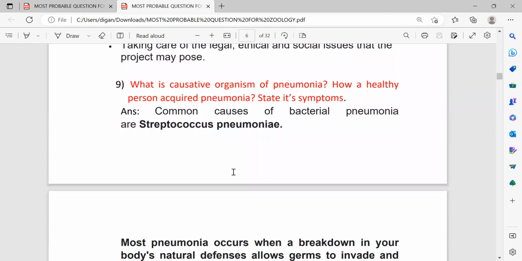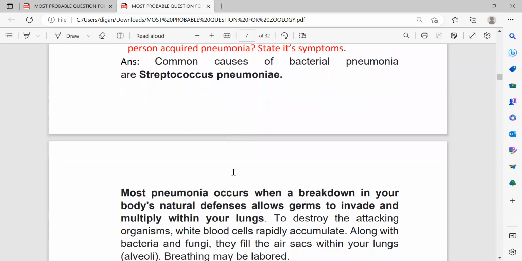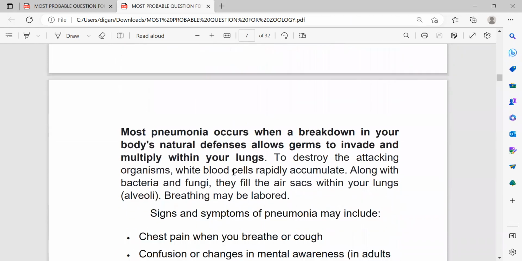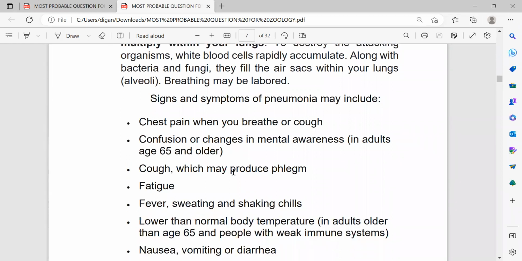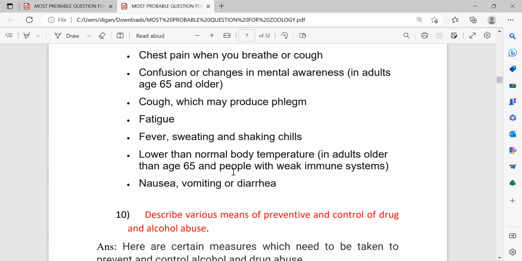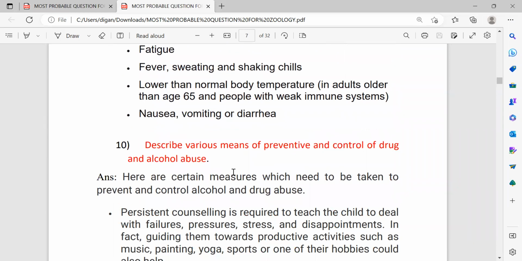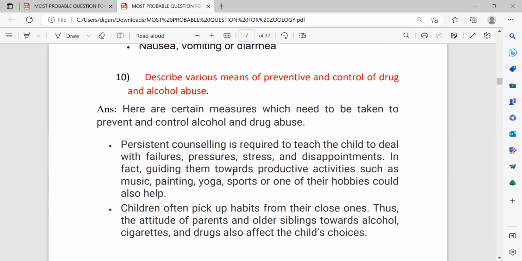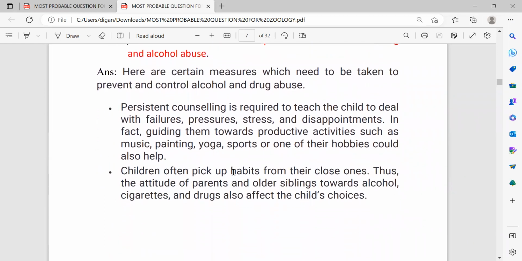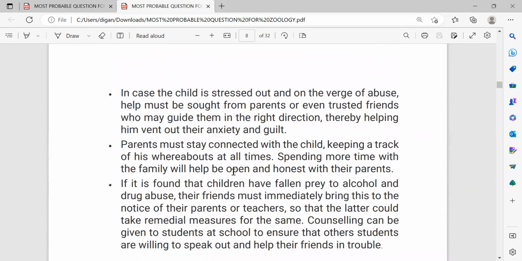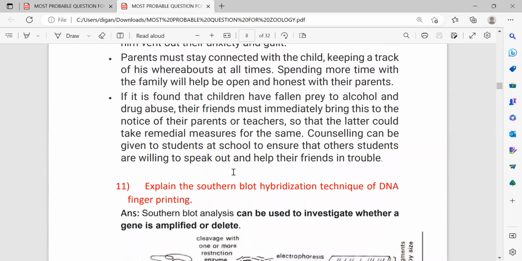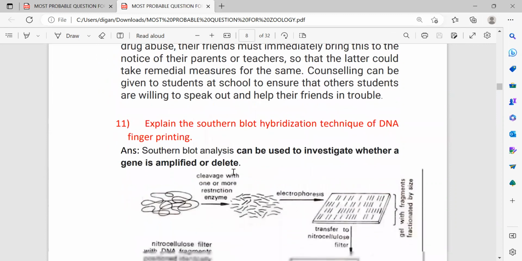What is the causative organism of pneumonia? How does a healthy person acquire pneumonia? State its symptoms. So first is the definition and causative organism, then how pneumonia may be caused, and these are the signs and symptoms of pneumonia. Describe the various means of prevention and control of drug and alcohol abuse. Here I am giving the answer for a 5 marks question. If it is a 2 marks question, you just write 3 points only.